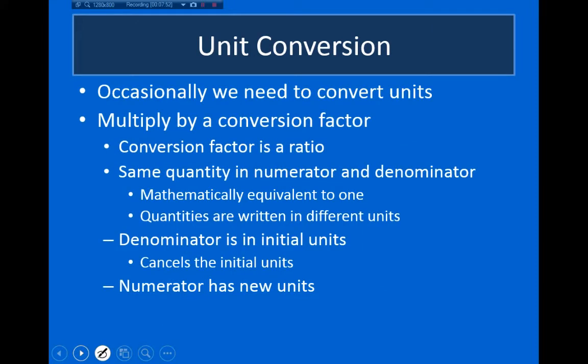So I think I'd like to end the lecture there. And in the next lecture, I'm going to talk about how we convert between different types of units.